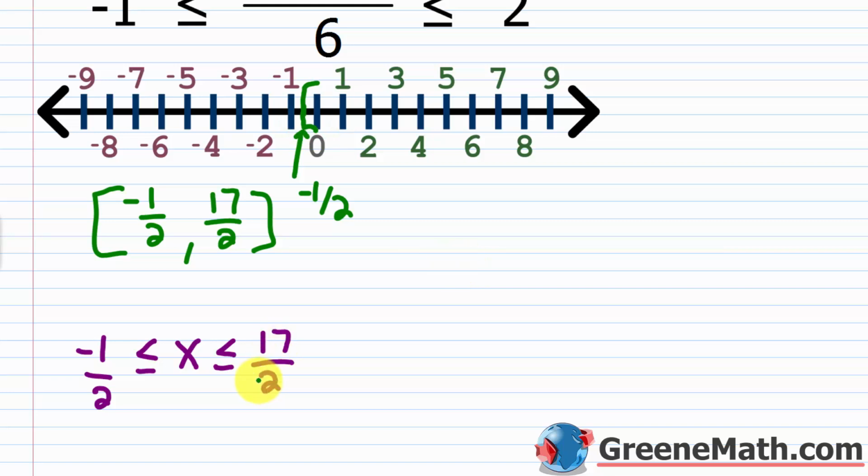All right, so 17/2, that's basically going to be 8.5. So I'm going to go halfway between 8 and 9. I'm going to put a little mark there, draw my arrow, and say this is 17/2. Again, I'm just going to put a bracket there. And now I can shade everything in between. So we can say that x is greater than or equal to negative 1/2, and it's also less than or equal to 17/2. So x can be any value between negative 1/2 and 17/2 with negative 1/2 and 17/2 included.